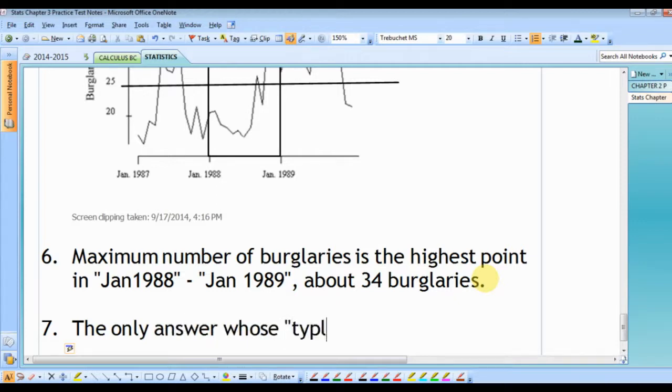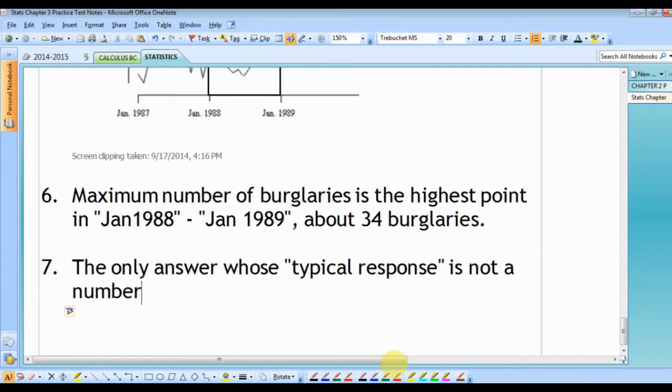So the only one that's categorical, the only one whose, quote, typical response is not a number, is final grade. Okay. So final grade is the categorical. I like that phrase, typical response. Is the typical response going to be a number, or is the typical response going to be a category?